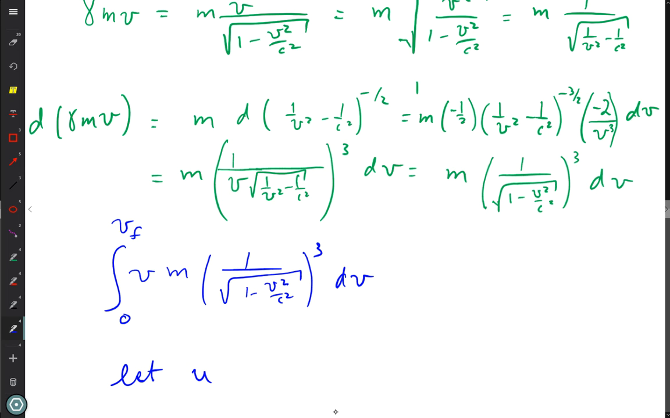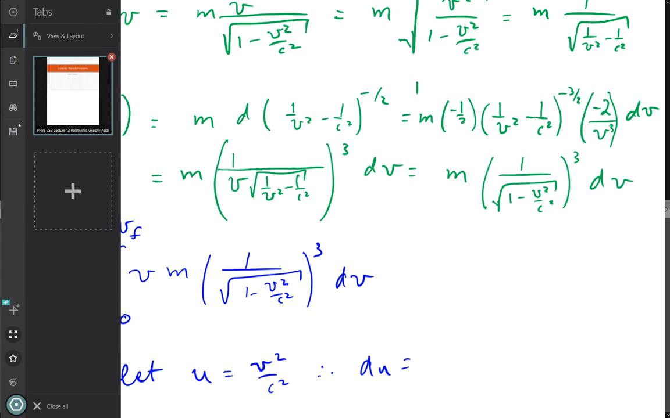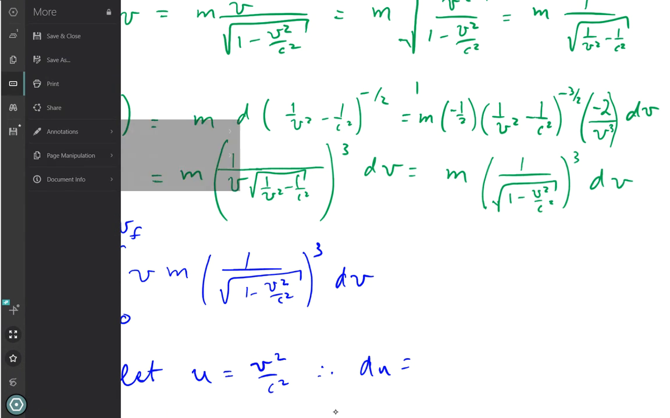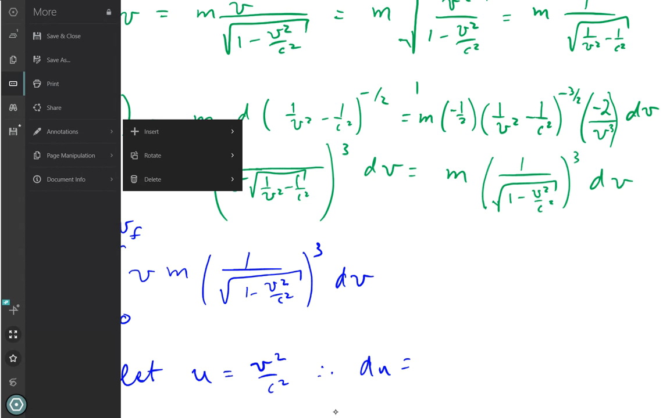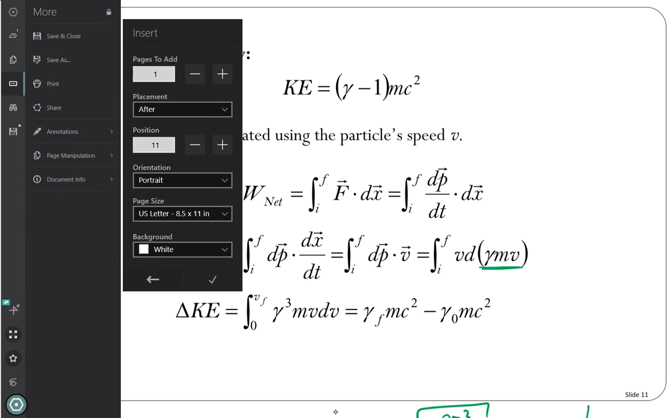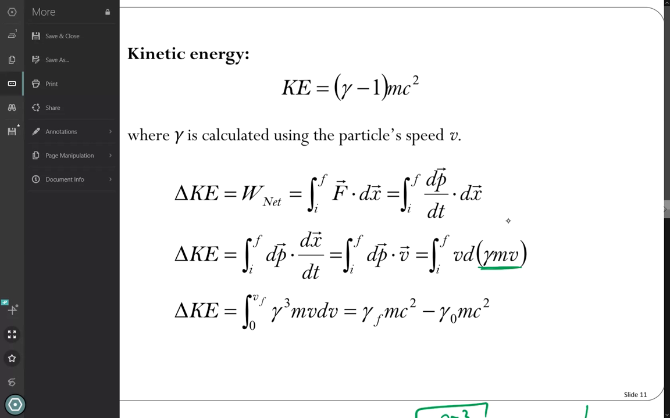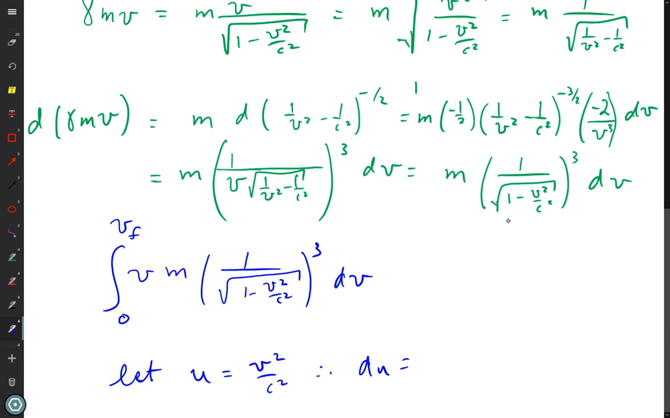I'll put u, because is that what you guys use for substitutions as your go-to? Okay. Let u equal v squared over c squared. Therefore, du is equal to, I'm going to get started on adding a page now. Now it's going to work. So du is equal to 2v over c squared dv.